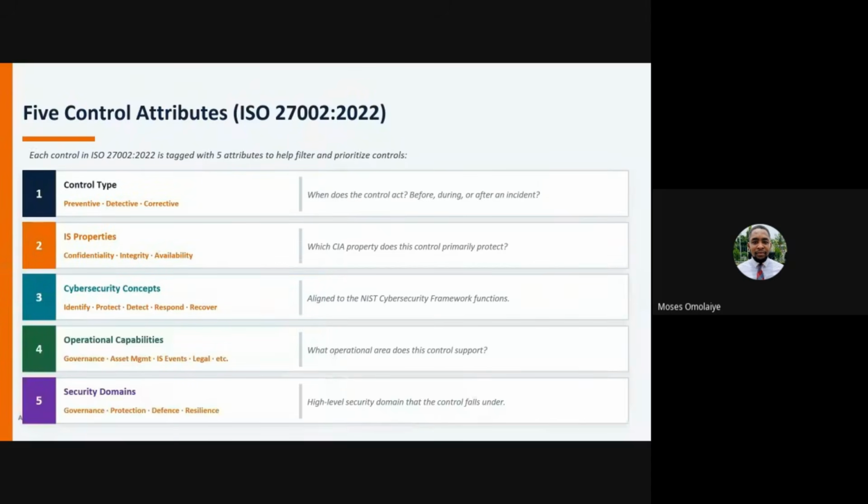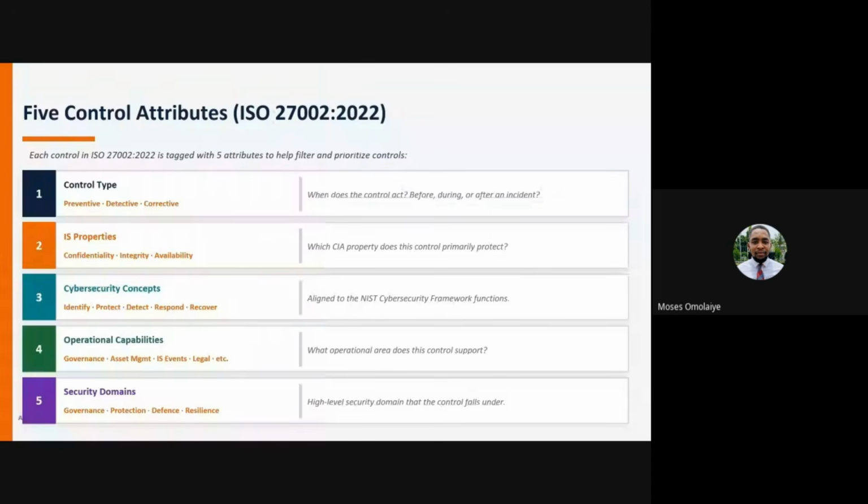So there are different attributes when it comes to these controls. The first is the control type. So it could be preventive, it could be detective, it could be corrective.